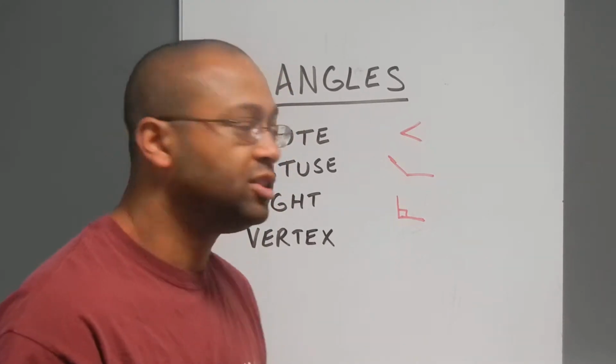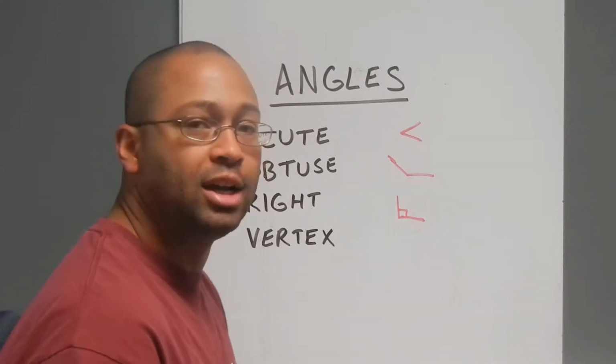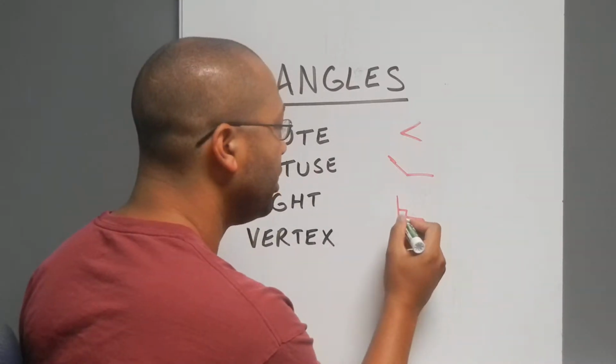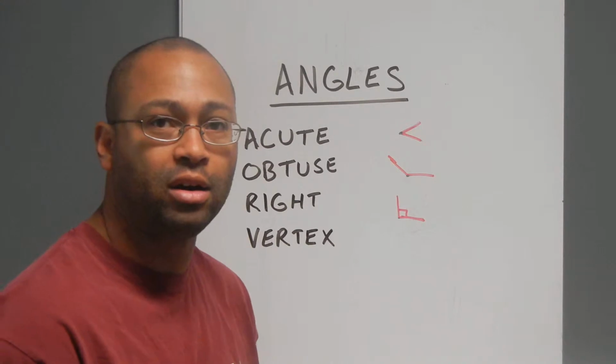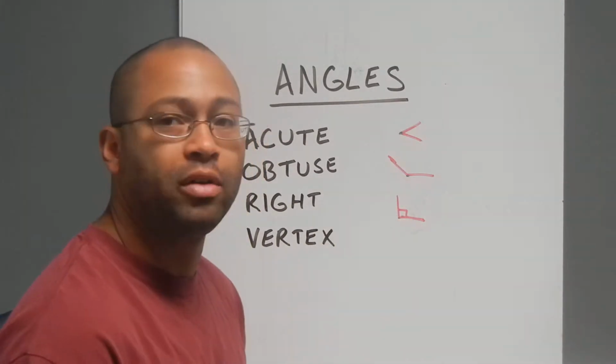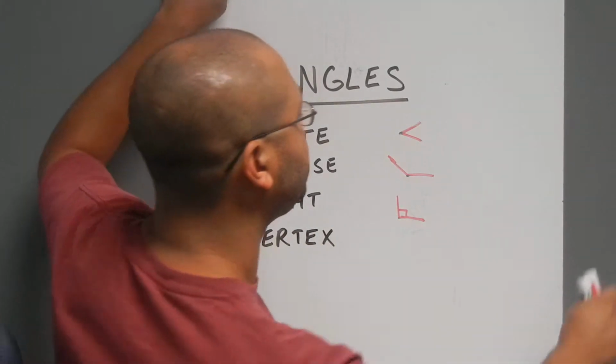Now the vertex is the point at which two lines meet to form an angle, or where the two lines meet and an angle is intersecting. So those points right there are the vertex of an angle.